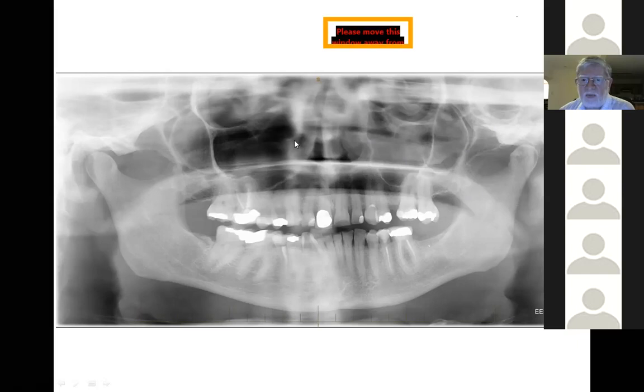And as you all know, that's a massive airspace. We've got one of the largest air spaces in the skull. And when it's blocked up with fluid, that extra weight pressing up against the nerves that supply these teeth can make them feel different. It's not painful, it's not toothache, things just feel different.